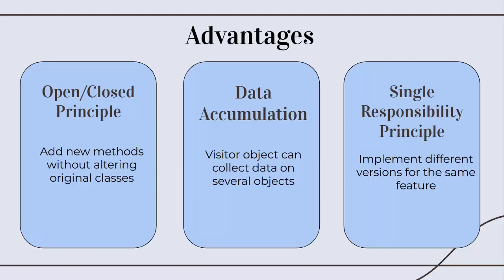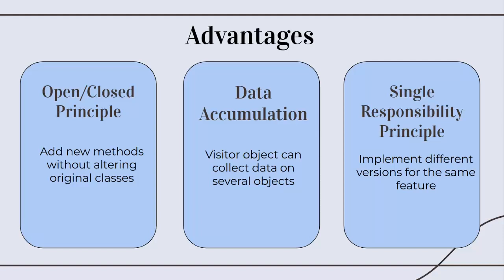Another benefit is data accumulation. Since you have a visitor object that's going to be interacting with many different object types, data on these objects can be saved and used for other uses. So if we go back to that shopping cart example, if we're keeping track of the prices you calculate for every item, then we can keep a running total and then get the total cost for the entire shopping cart.